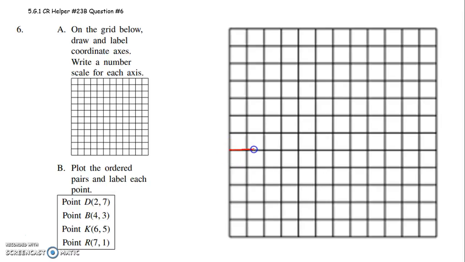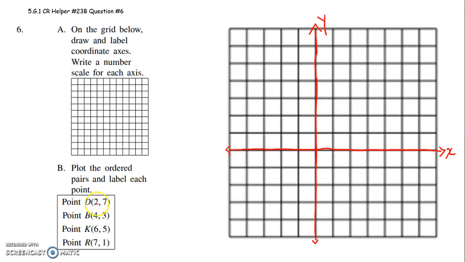So I'm going to draw my x-axis about right here. Ooh, that's a little ugly, but there we have it. So that's my x-axis. And I'm going to draw my y-axis right about here. Doesn't have to be centered on the grid, but they do have to cross through a dark grid line. So there we go. Label the horizontal axis x, the vertical axis y.